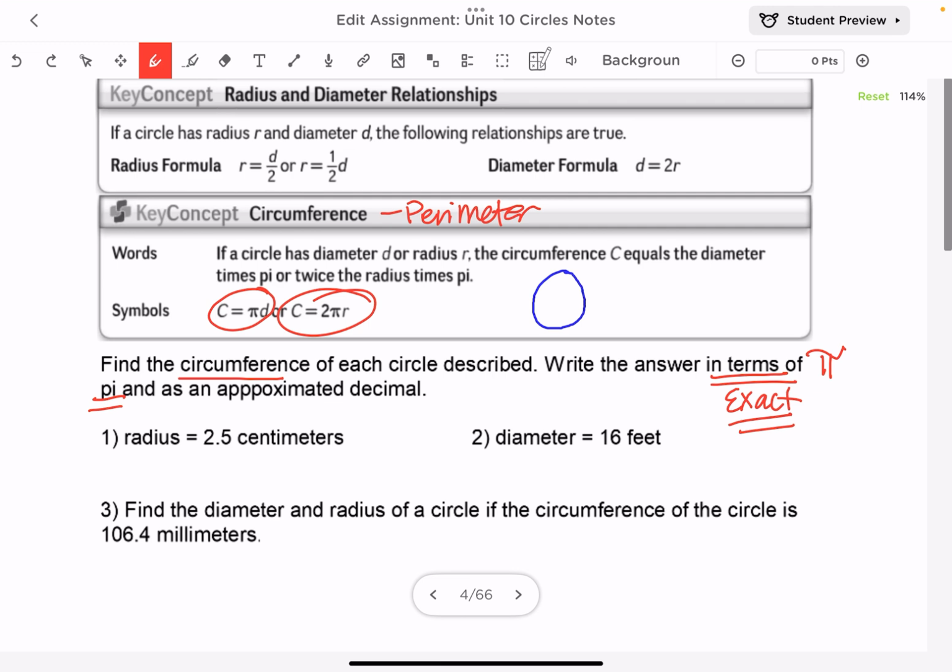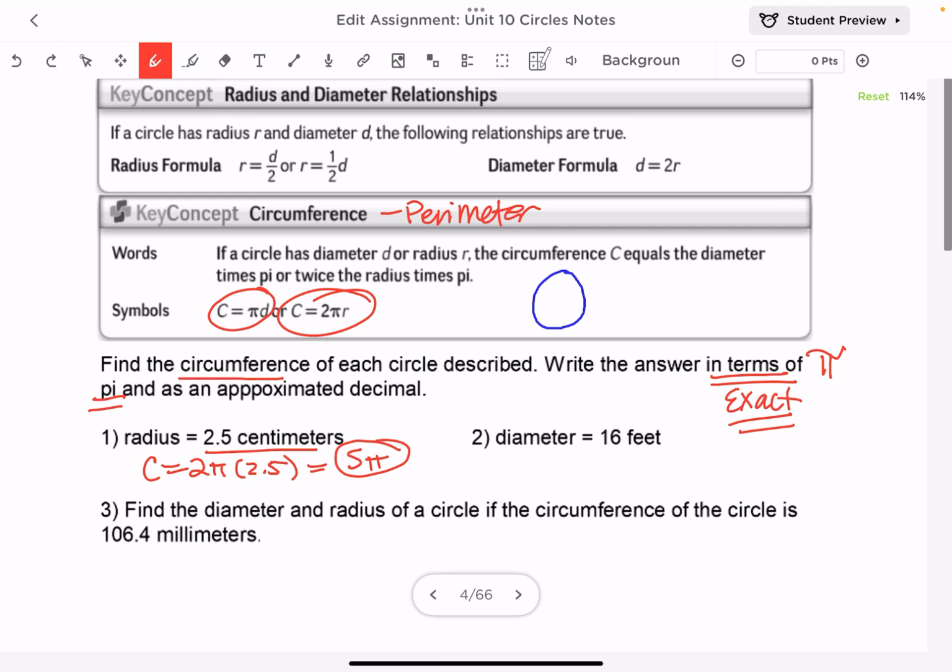All right, so number one, I'm given the radius, so I'm probably using 2 pi r here. So I'm going to have 2 pi 2.5. All right, and I'm just going to go ahead and simplify that to be 5 pi. So that would be the answer in terms of pi. And if I wanted it as an approximated decimal, I'm just typing that in the calculator. But y'all can all type that in the calculator. I don't need to show you how to do that.